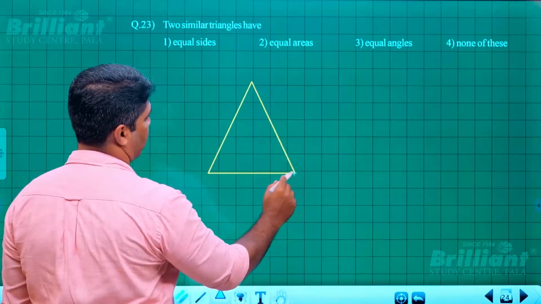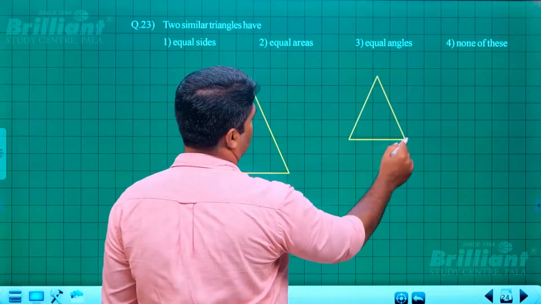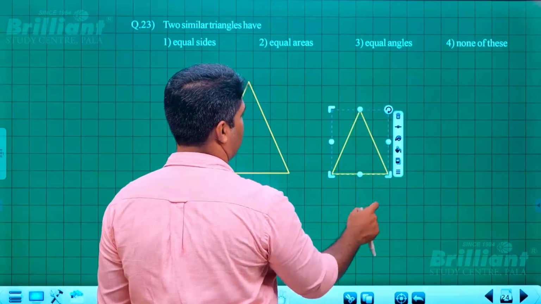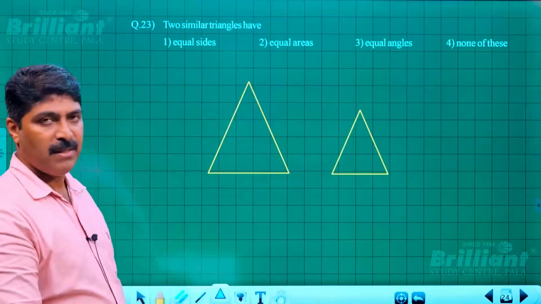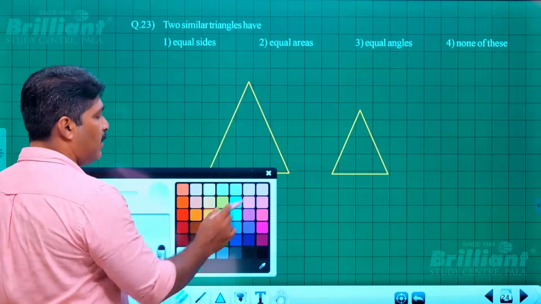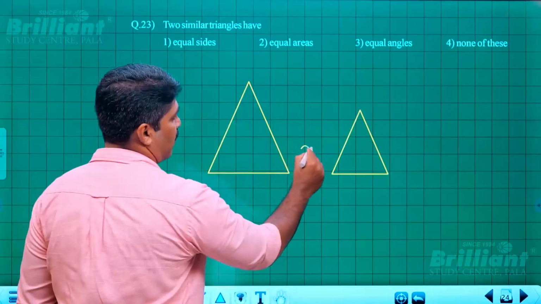So this is one triangle. Correct? So we just consider another triangle. These two triangles are similar. So what is common in these two triangles, if these two triangles are similar?